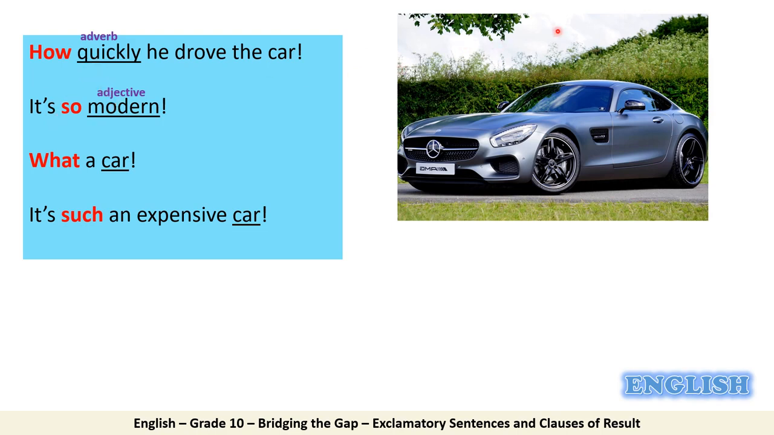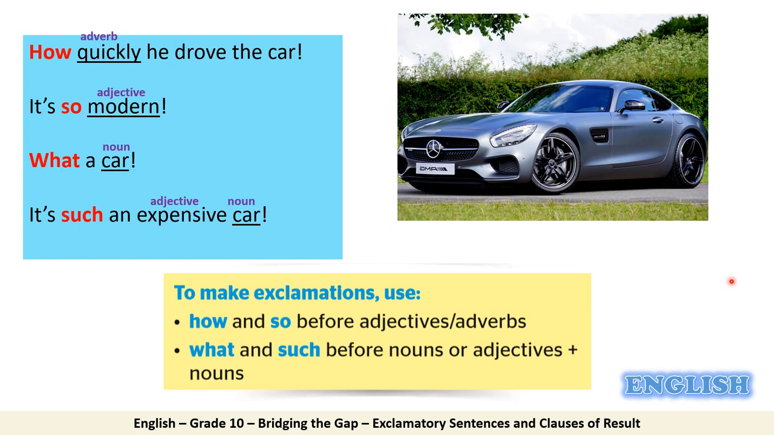Now let's look at the third sentence. What a car! In this sentence, we have a noun after the word what. And in the last sentence, it's such an expensive car. In this sentence, we have an adjective followed by a noun after such. Well, this clearly explains our second rule, that is, to make exclamations, we use a noun or an adjective plus noun after what and such. Now, without wasting time, let's have a look at these rules.